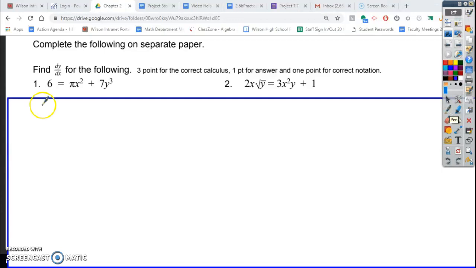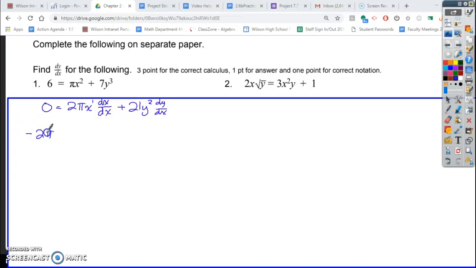So the derivative of 6, which is a constant, is 0. Over here I have the derivative of x squared, which is 2 pi x to the first. Since I took the derivative of an x, I write that as dx/dx, plus 3 times 7 is 21y squared dy/dx. Okay, now we're going to isolate the dy/dx, and that'll be our final answer.